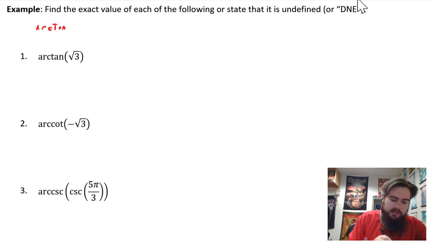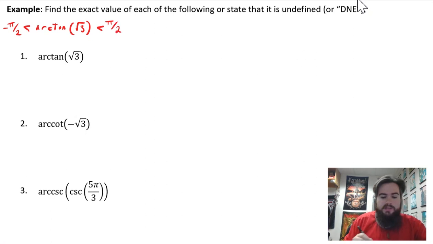Arctangent of square root of 3 would have a possible range between negative pi halves and pi halves, which means no matter what, we have to get an angle measure within those values, and only one. We only get one answer.